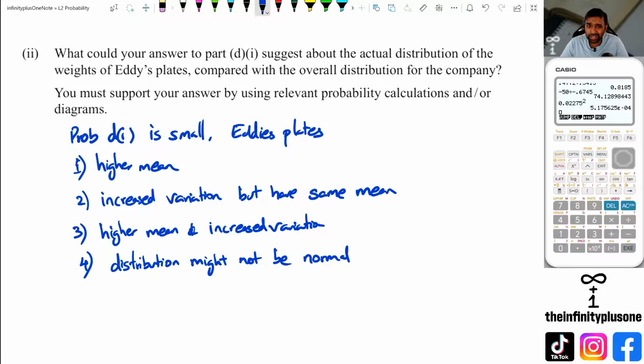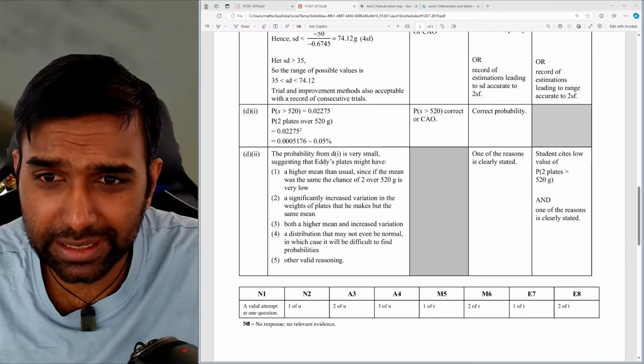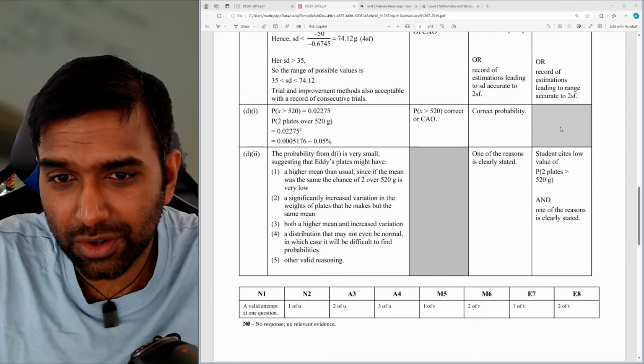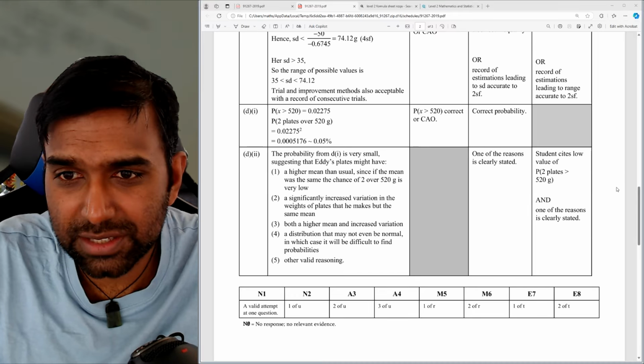I don't think I've done justice to this particular question. I will check out the schedule here. Feel free to have a look through it and see if it makes sense for you, because I always find these word ones quite challenging. One of the reasons is clearly stated. Yep, that's for a merit.